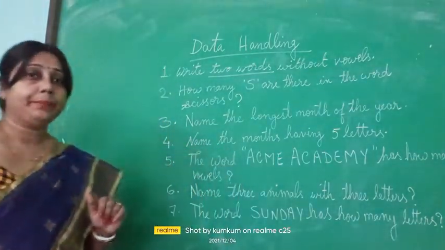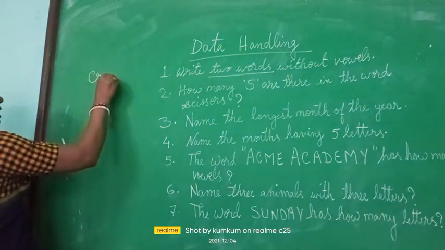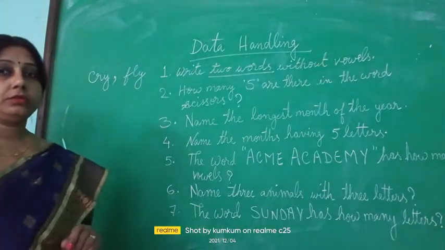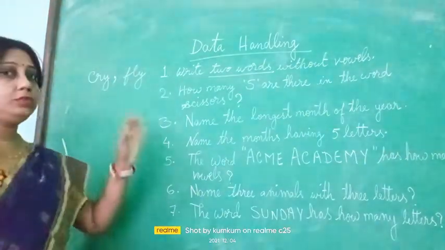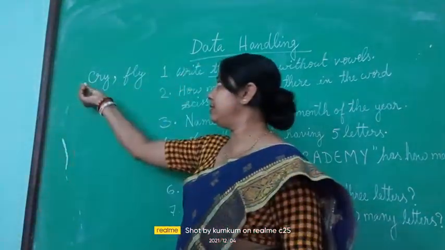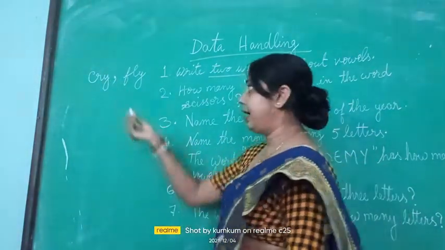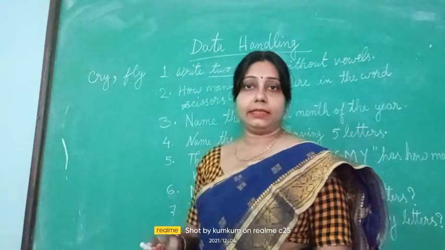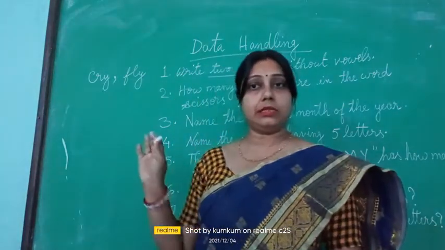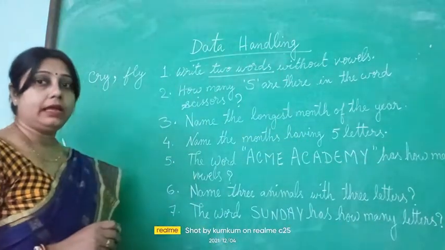So what can be? We can say cry, fly. So these are the two words which do not have vowels in them. C-R-Y, cry, they are all consonants, and F-L-Y, fly, these three are consonants. No vowels are used in these words. Next one, let us go to the next question.